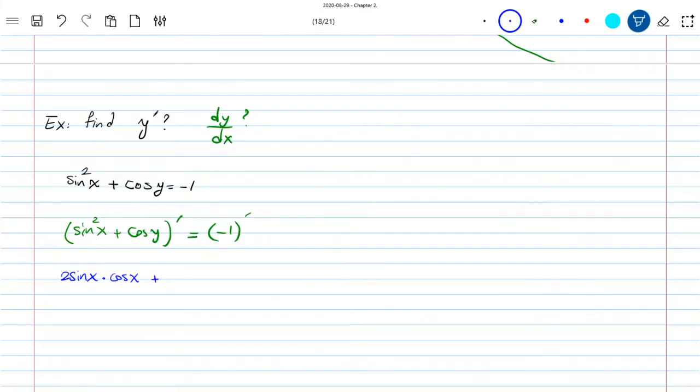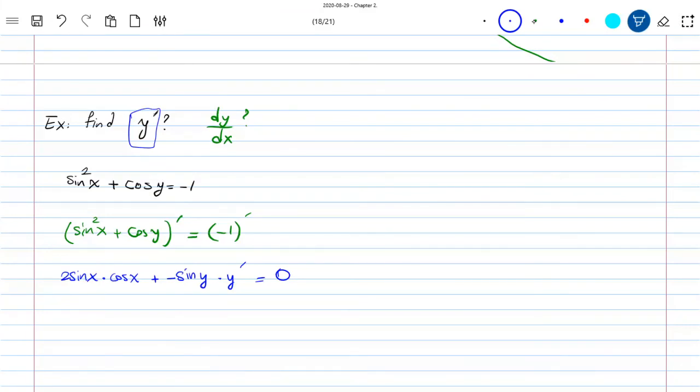Plus derivative of cosine, it's negative sine y. Chain rule says multiply by the derivative of the inside. Derivative of the inside, dy over dx. Or instead of dy over dx, you could use y prime. Either one is fine. Since they ask for y prime, I'm going to stick with the notation y prime. Derivative of negative 1, simply 0.